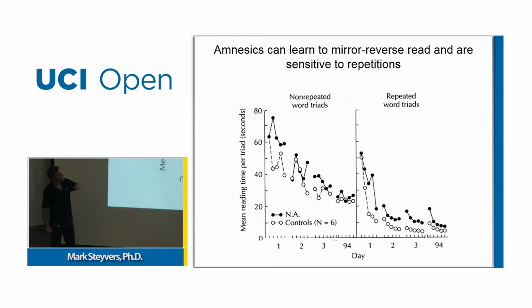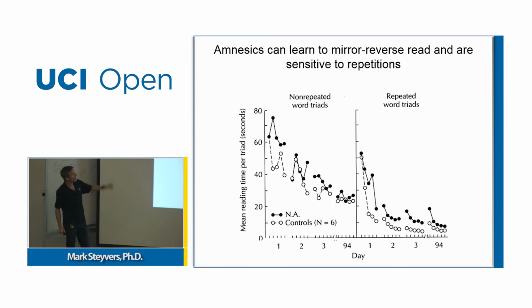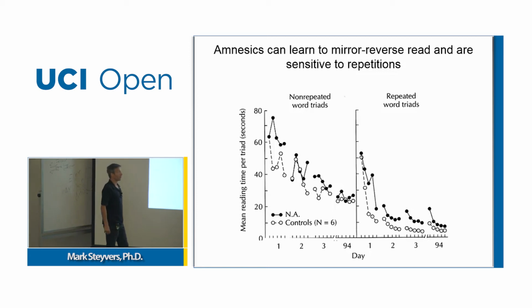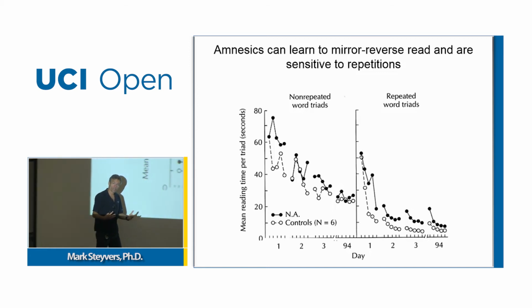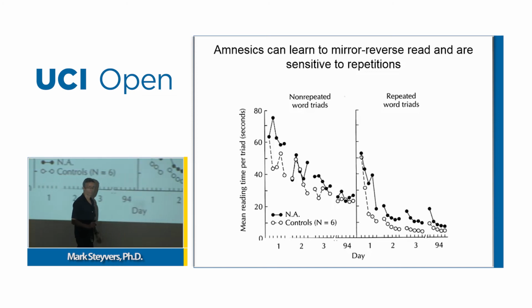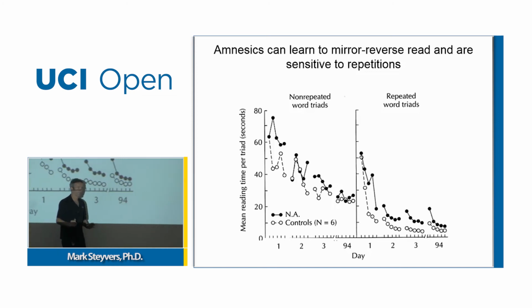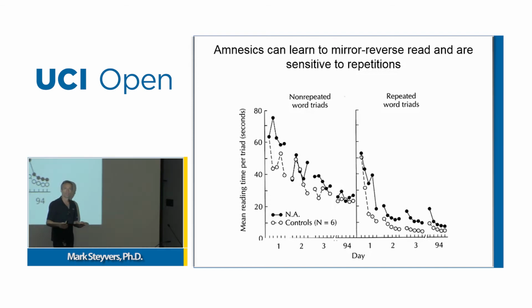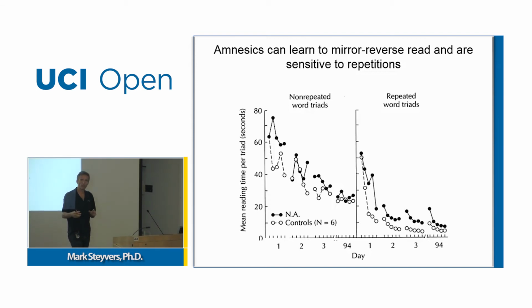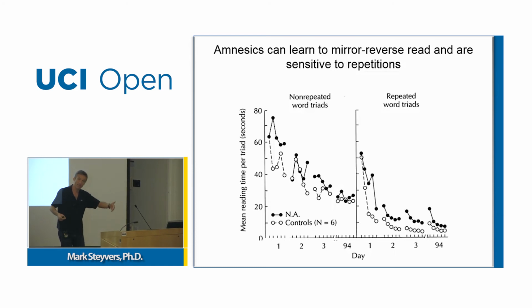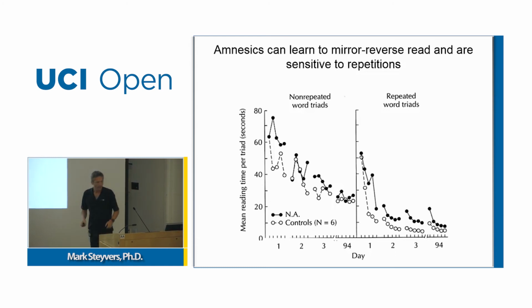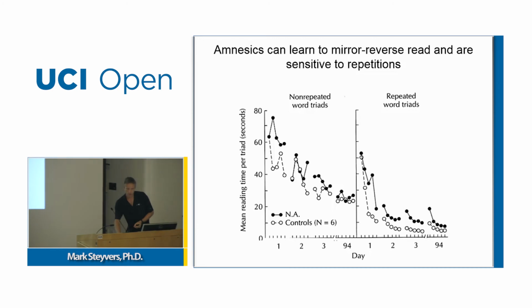Now, in the left panel, you see the performance for new words, words that you've never seen before. And you can see both the normal controls get better, as well as the Korsakoff patient. So the Korsakoff patient is learning a skill, the skill of mirror reverse reading. That's one remarkable finding. They learn the skill, and they have no memory that they're learning the skill. They have no memory of being in the previous day in that very same experiment. But the most remarkable finding is shown on the right.